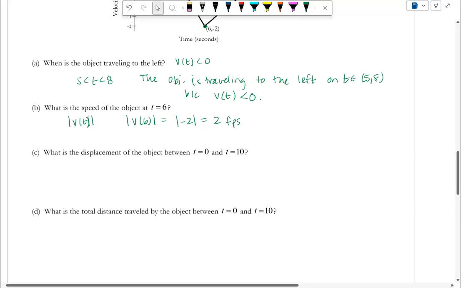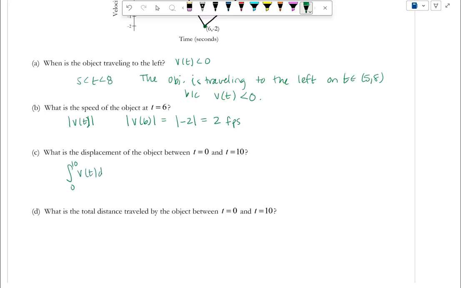All right, what is the displacement of the object between t equals 0 and t equals 10? For displacement, I don't have to consider the initial position or anything. It doesn't matter what my position was at, in this case, t equals 5. We know our position was 3. I just need to know, from t equals 0 to t equals 10, how far I was displaced from where I was at t equals 0. So if we are finding our displacement, that's just our change in position. So we want to integrate from 0 to 10 our velocity function.